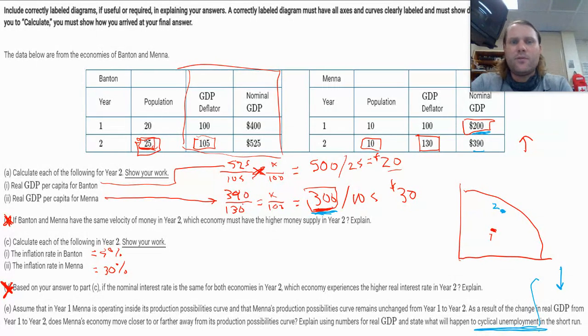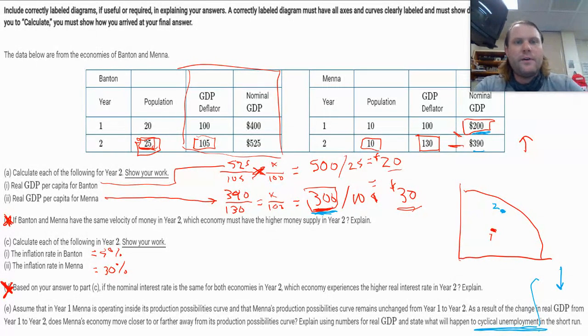I've got to do the same thing over here. I've got different variables. 390 divided by 130. I've got to set that equal to my GDP deflator, or my original inflation. So I've got to take 390 over 130, x over 100 again. That gives me 300, and that's going to be divided by my population of 10, and that's going to be $30. Okay, so I've got those 2 solved there. Skip B, we don't need that one.